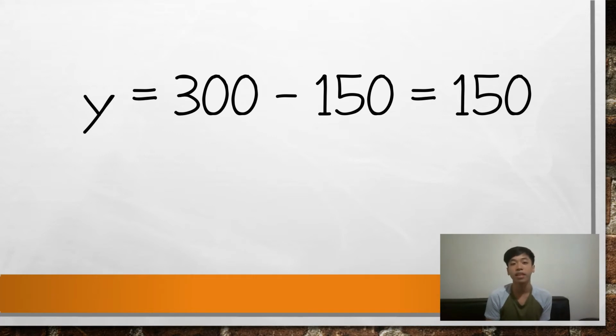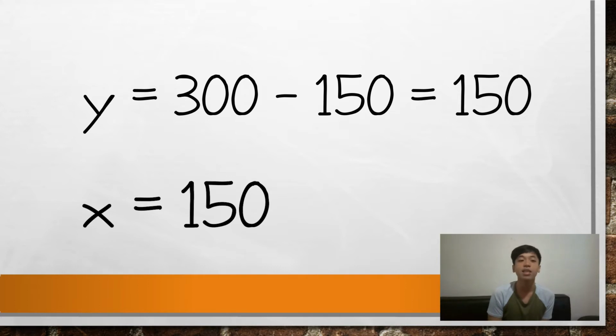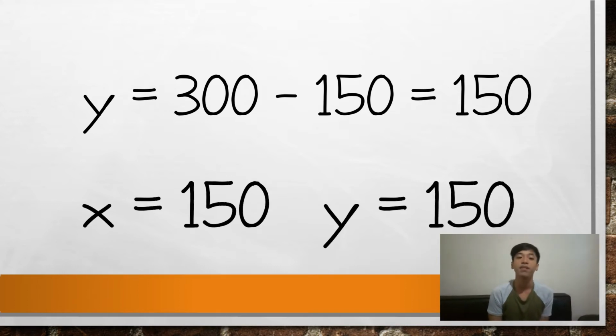Let's actually answer the question. We already have x, and now let's determine y. y is equal to 300 - 150, which is equal to 150. The final answer is then x = 150 and y = 150.